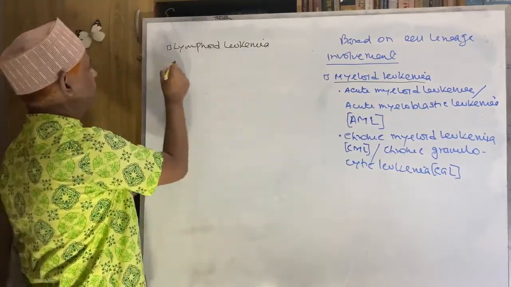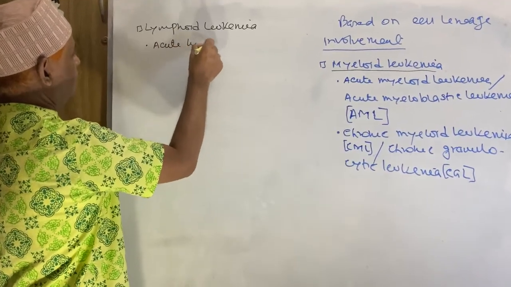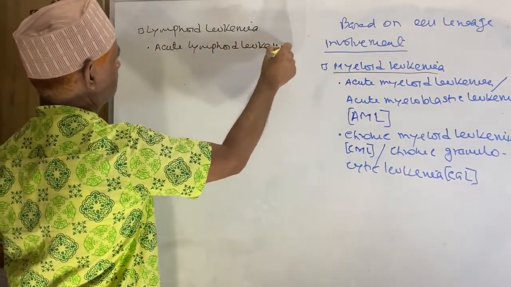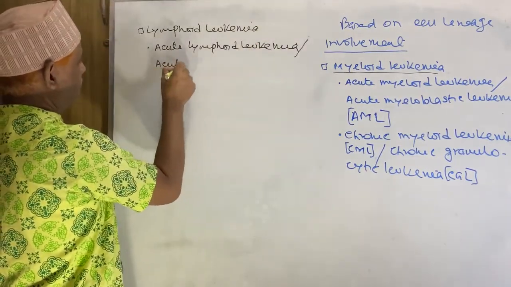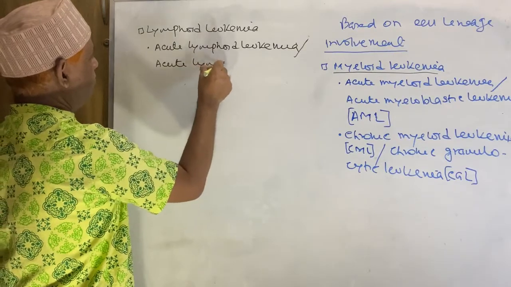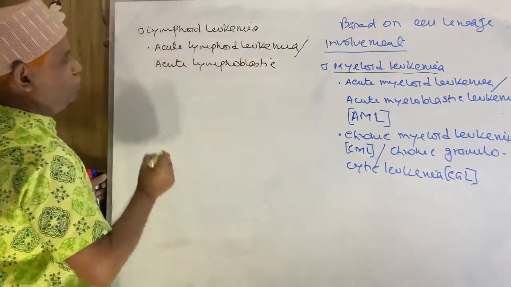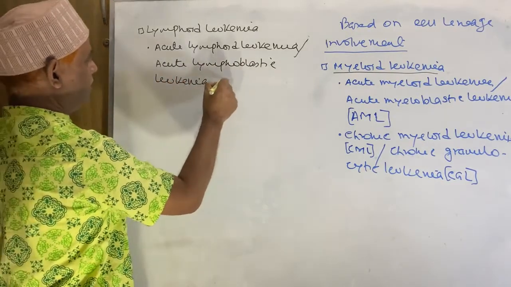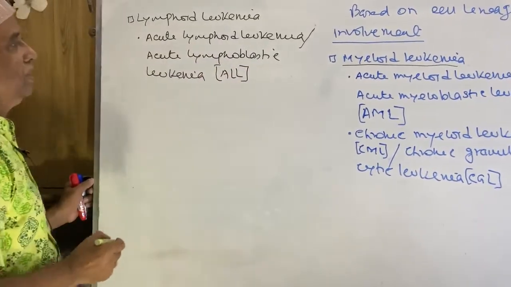One is acute lymphoid leukemia, or it is called acute lymphoblastic leukemia. Acute lymphoblastic leukemia. Abbreviation is ALL.